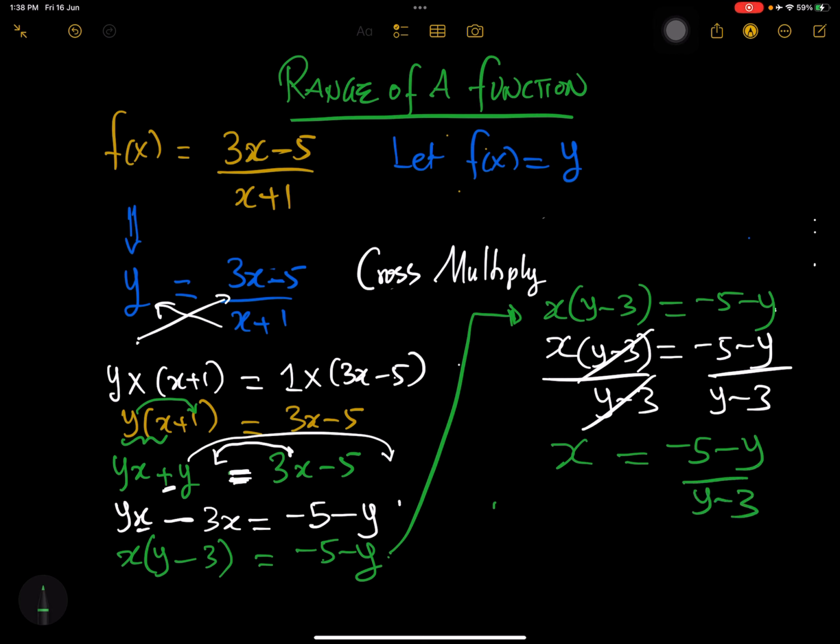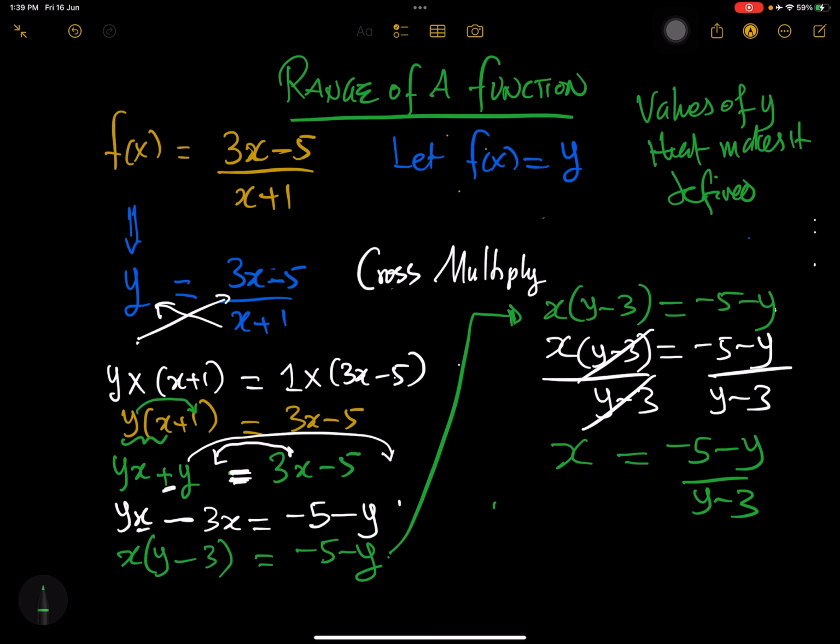Now the range of a function is the values of y that makes the function defined. So the range of a function is just the same as the domain, but the domain is the values of x that makes the function defined, while the range is the values of y that makes the function defined.